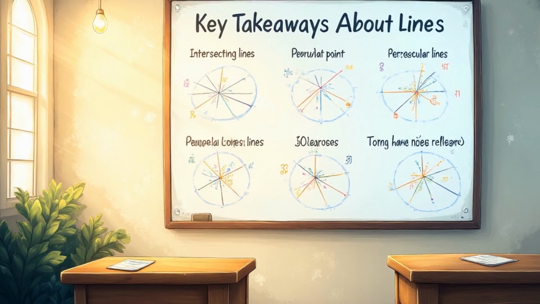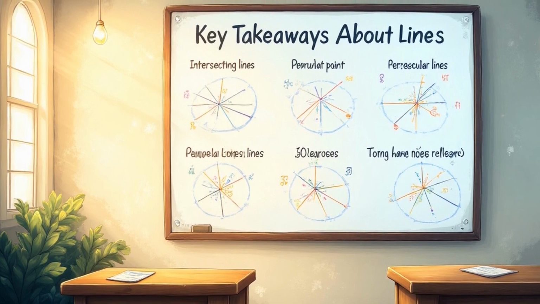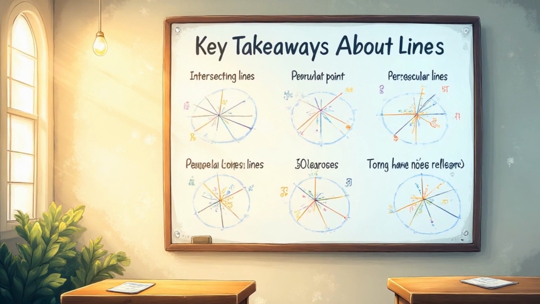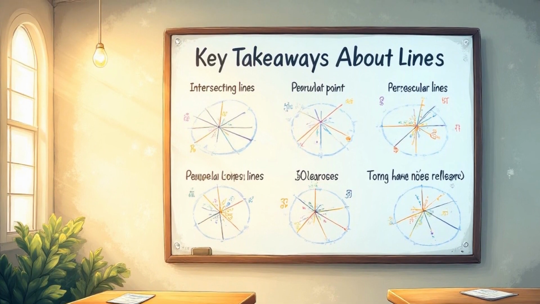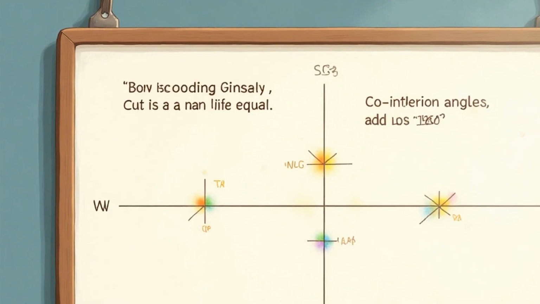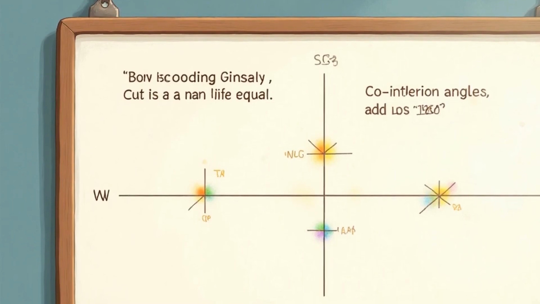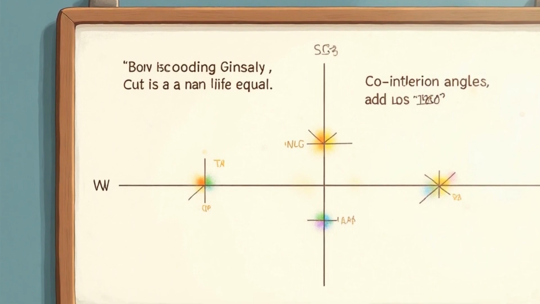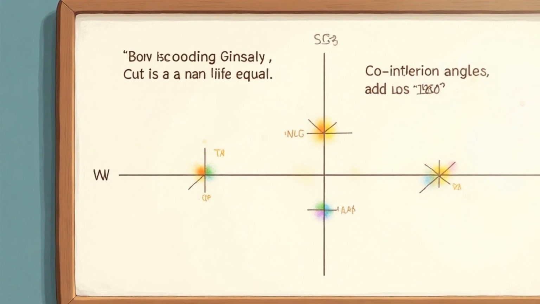Key takeaways. Intersecting lines meet at a point. Perpendicular lines meet at a right angle, 90 degrees. Parallel lines never meet. When a transversal cuts parallel lines, corresponding angles are equal, alternate angles are equal, co-interior angles add up to 180 degrees.